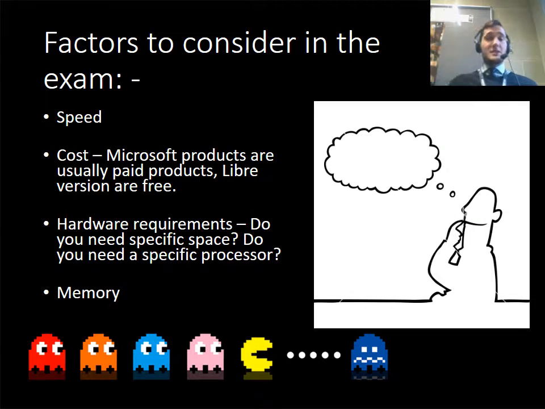Now, factors to consider in the exam. You need to be aware of the speed of the program. Is it going to be efficient for the job? If you were doing something in, for example, Microsoft Word, it might take you a while to produce a newsletter because you're going to have to change all the formatting. Whereas in desktop publishing, things are a lot easier and smoother to move around, and it tends to speed up the process.